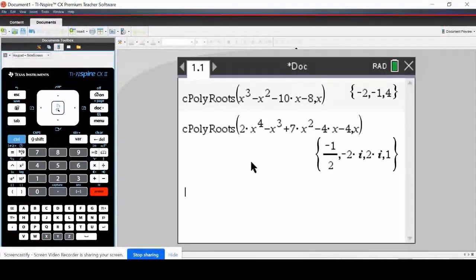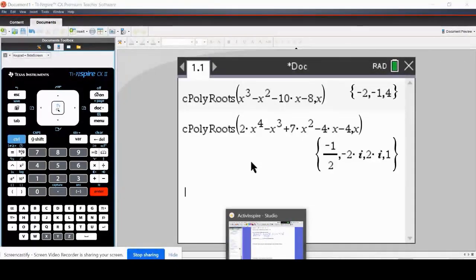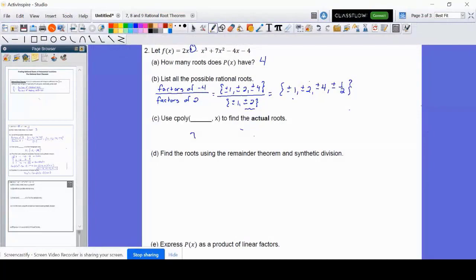And we hit enter. Now notice we have some weird looking roots there. We do have a fraction of negative 1/2. We do have an integer at 1. And then we have two imaginary roots, negative 2i and positive 2i. So let's write down what our roots are. We already know our final answer. We have negative 1/2, negative 2i, positive 2i, and 1.